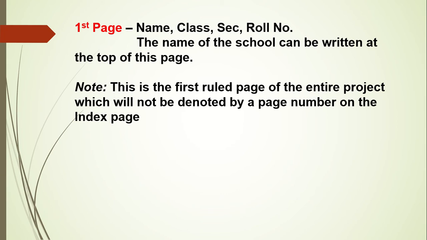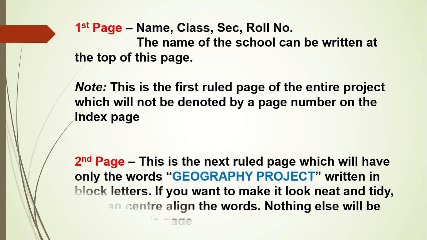It will not be denoted by a page number on the index page. The second page is the next ruled page which will have only the words geography project. I repeat, only the words geography project. It will be written in block letters. If you want to make it look neat and tidy, you can center align the words, but nothing else shall be written on this page.